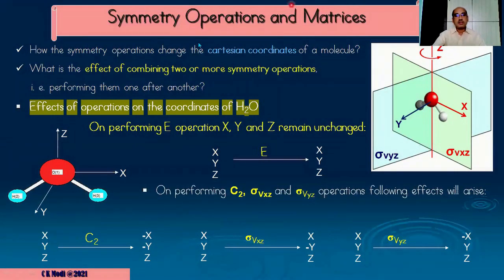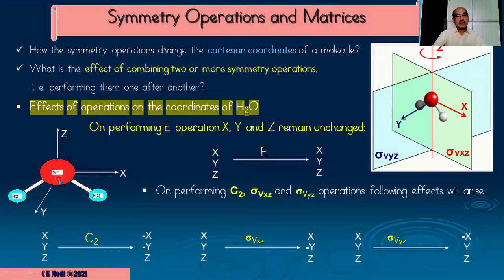Now look at this. Symmetry operations and matrices. How the symmetry operations change the Cartesian coordinates of the molecules. Okay. So look at this water molecule. Water has a bent structure. This is oxygen, situated at the center, and these are the two hydrogens. Okay. Now these are the three Cartesian coordinates x, y, and z.